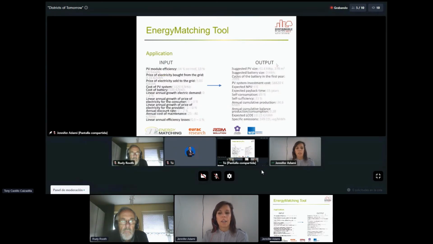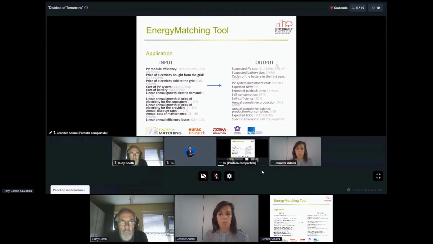More in detail, these are the input and the output. So there is the PV module efficiency, prices, cost of PV system, cost of battery, growth of electric demand or prices, then the annual discount rate, and then cost of maintenance and efficiency losses. And then as output, we have the suggested PV size, suggested battery size, cycles of the battery, PV system investment cost, the expected net present value and payback time.